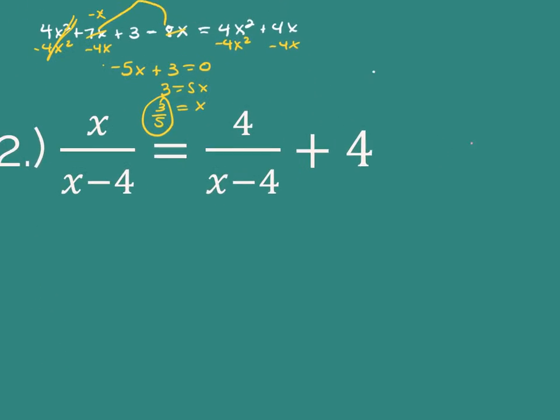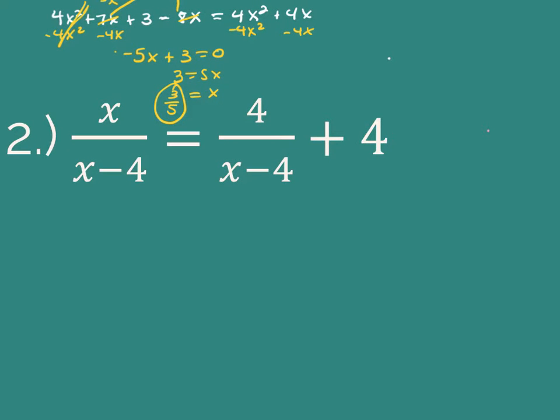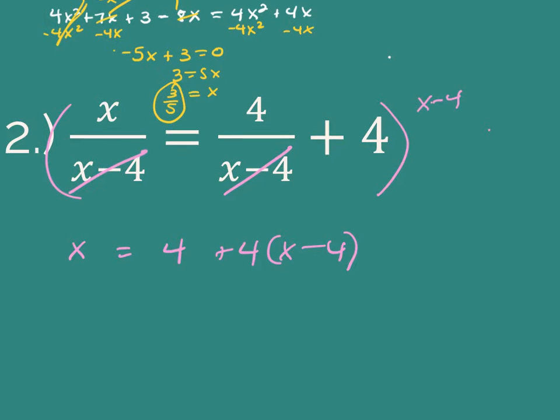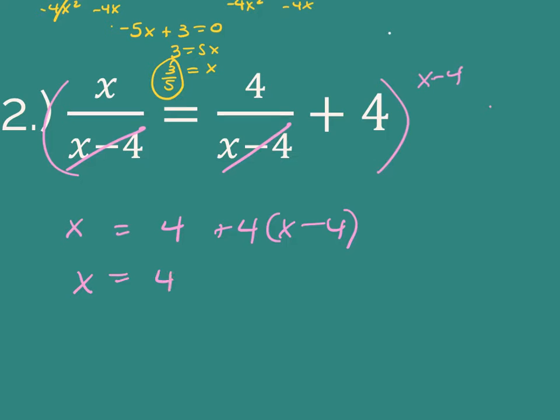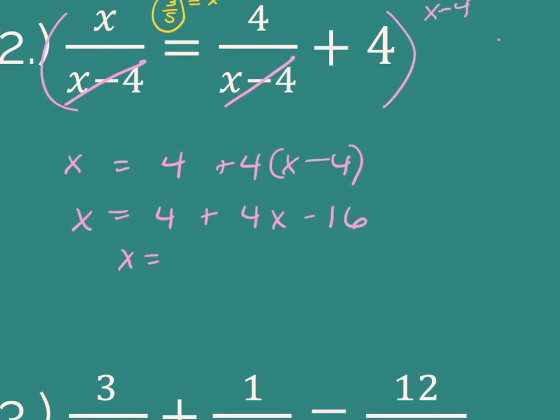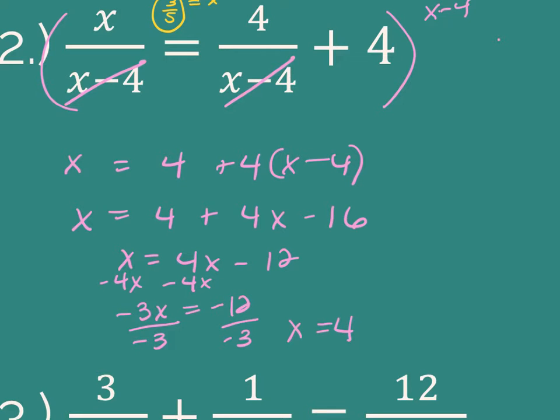All right, so example 2, what would I have to multiply everything by? x minus 4. So this is going to cancel, and I get just x. x minus 4 is going to cancel again. I just get 4. And then 4 times (x minus 4). So I get x equals 4 plus 4x minus 16. Combine my like terms: 4x minus 12. Subtract the 4x. Negative 3x equals negative 12. Divide by negative 3, and x equals 4.